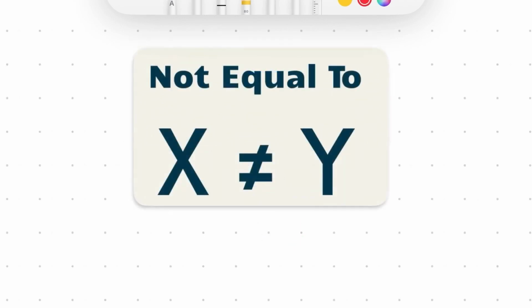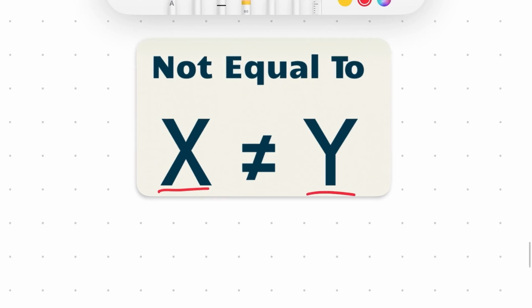Our last and final inequality is not equal to. This tells us that the value on the left is not the same as the value on the right. It's that simple. Let's say, for example, that I wrote down 3 is not equal to 5. That would satisfy this inequality because, as we know, 3 is not the same value as 5. Another simple example would be that A is not equal to B. We know that A and B are different variables, and so they are not the same unless specified.